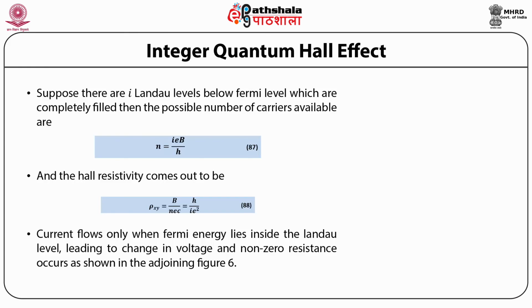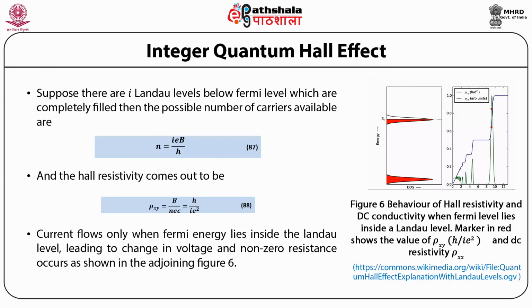Current flows only when Fermi energy lies inside the Landau level, leading to change in voltage and non-zero resistance, as shown in figure 6, which is basically depicting behavior of Hall resistivity and DC conductivity when Fermi level lies inside a Landau level. Marker in red shows the value of rho xy, which is h upon 1 e square, and DC resistivity rho xx.